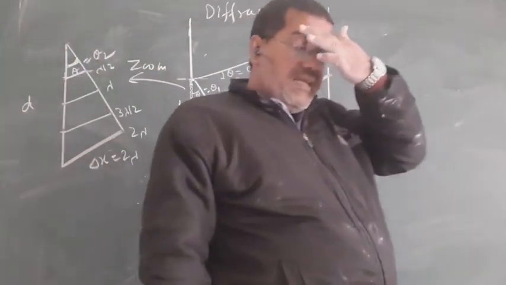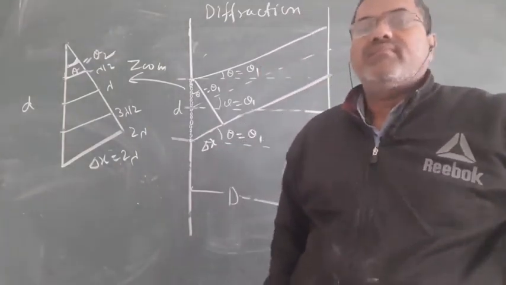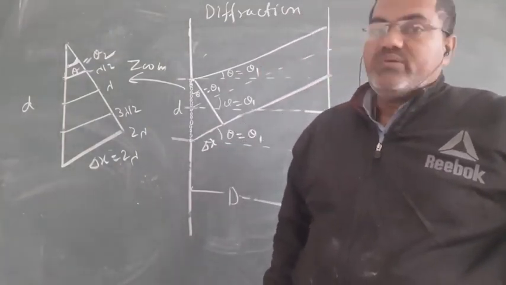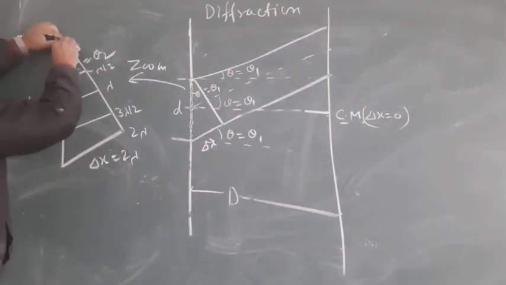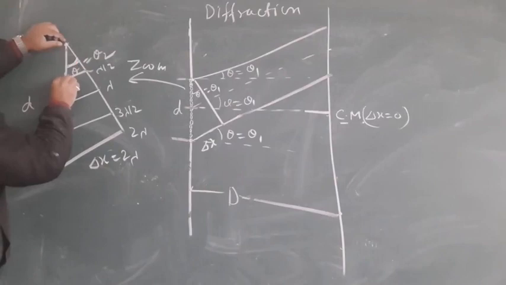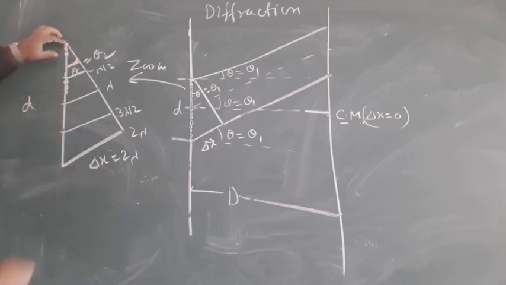So the obstacle and the wavelength of the light are comparable here. It means this particle and this particle have a path difference of lambda by 2. This particle and this particle still have a path difference of lambda by 2. This particle and this particle have a path difference of lambda by 2.